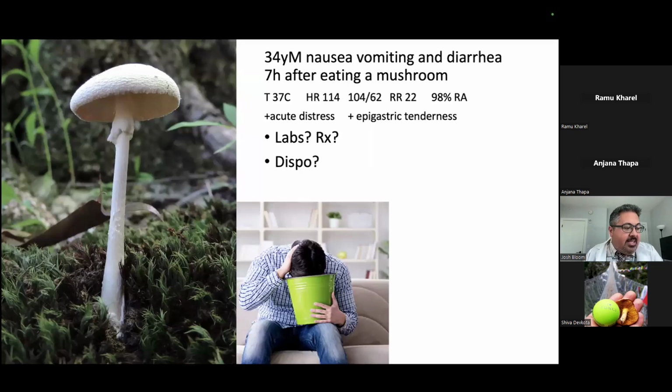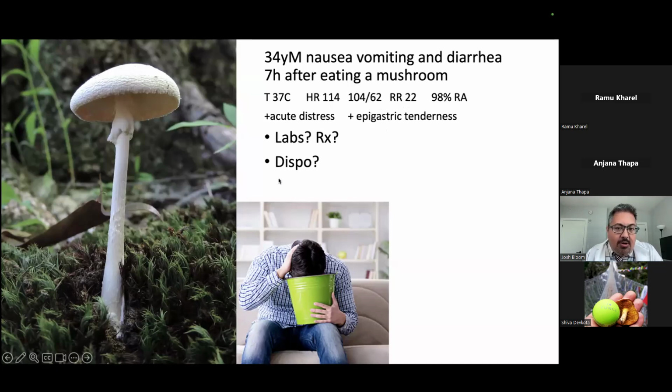So I want to start with this case. It's a 34-year-old man who has nausea and vomiting and diarrhea 7 hours after eating the mushroom on the left. And let's say he was very astute and took a photograph of the mushroom before he picked it up and ate it. His vital signs are here. You can see that he's tachycardic. He has a borderline blood pressure. His respiratory rate is 22. He looks to be in acute distress and has epigastric tenderness.